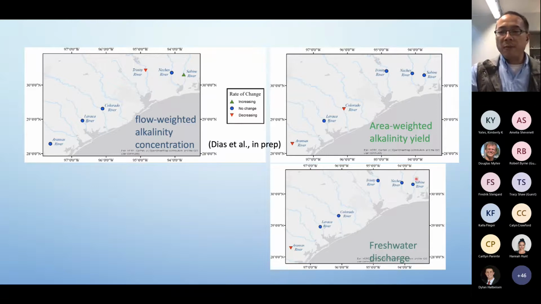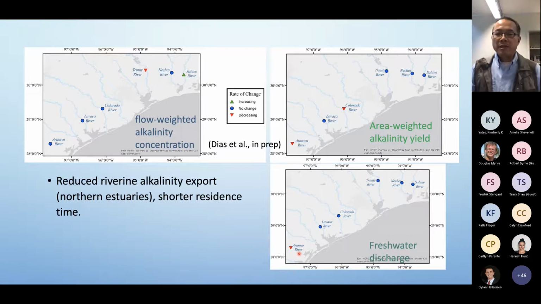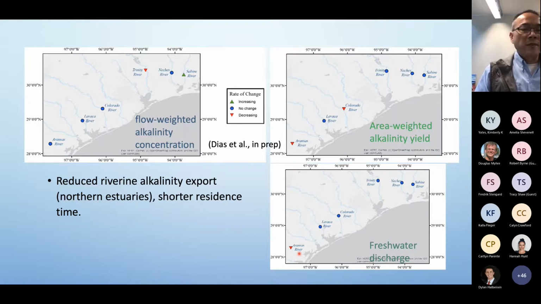All these rivers up north don't show much, but the Aransas River is a smaller river, the major tributary to Aransas Bay, and there is a long-term decrease in the freshwater discharge. Putting this together, we can conclude that in the northern estuaries, reduced river alkalinity export, reflected through both the flow-weighted alkalinity concentration and the area-weighted alkalinity yield, shows a long-term decrease. That is the reason for the alkalinity decrease in the northern part of the coastline.